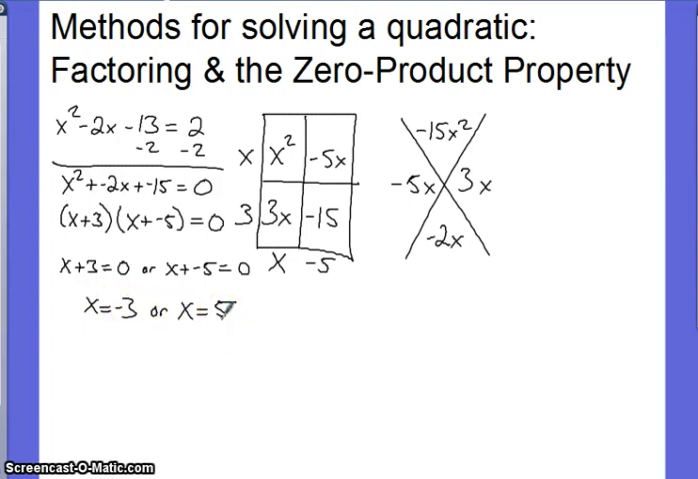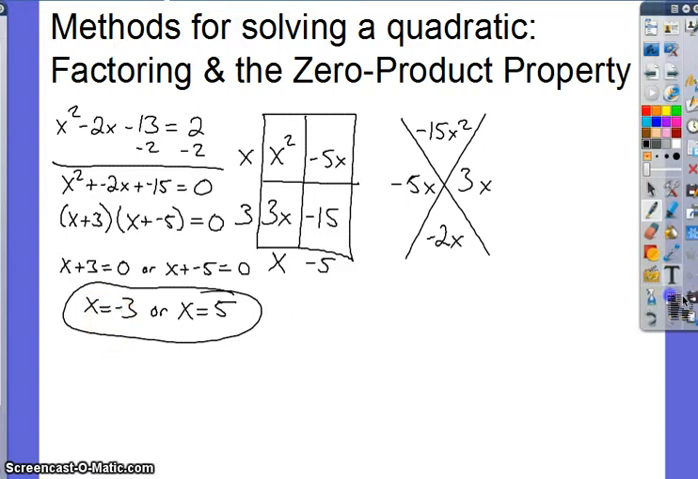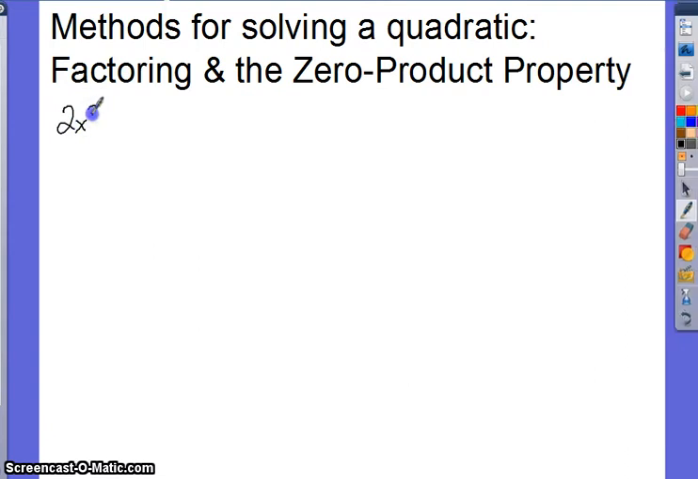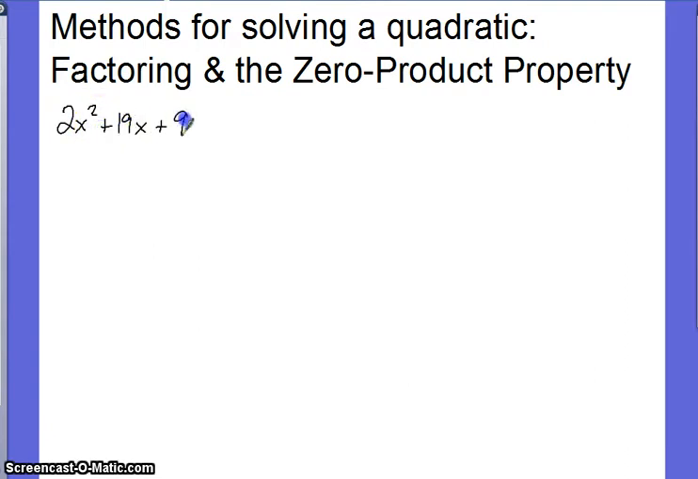And that's our method using factoring and the zero product property to solve a quadratic. Our solution is that x equals negative 3 or x equals 5. Let's just do one more, and let's do the equation 2x squared plus 19x plus 9 equals 0.